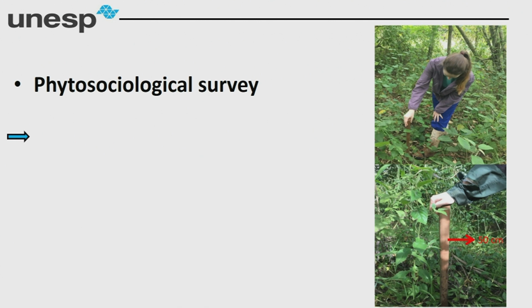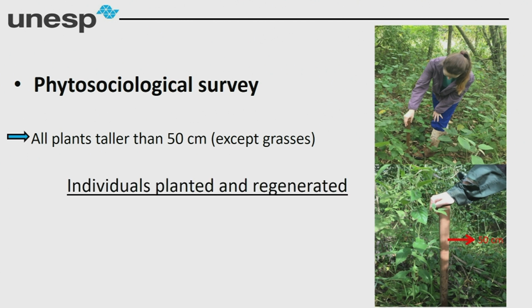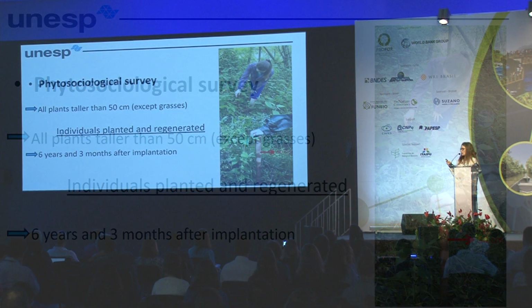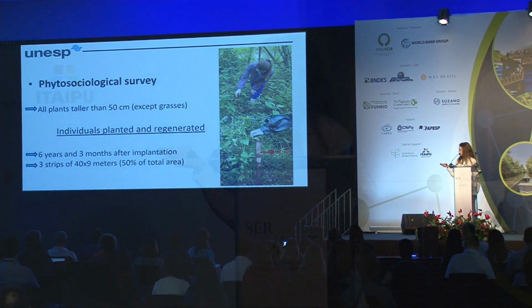So to sample the plants, I did a phytosociological survey, and I sampled all the plants taller than 50 centimeters, except grasses. So I counted all of them, and also we identified them. So we also separated all the individuals as planted or regenerated. This sampling happened 6 years and 3 months after implantation. And we evaluated 3 strips of 40 by 9 meters, which is a total of 50% of the area.